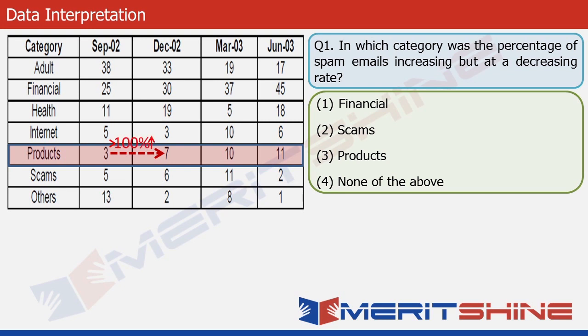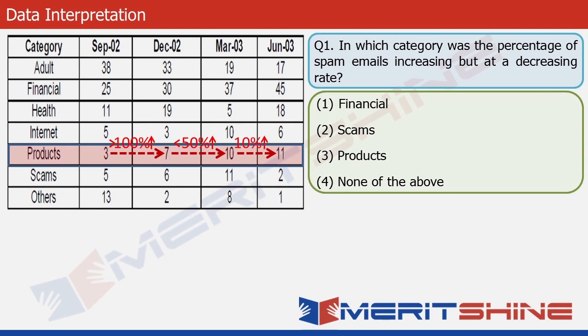If we look at the increase from December 02 to March 03, the increase is from 7 to 10. So it has increased approximately by 50%. In fact, slightly less than 50% because half of 7 is 3.5, whereas the increase is of exactly 3 units. Now let's look at the jump from March 03 to June 03. The jump is of 1 unit over 10. So it has increased from 10 to 11. That's an increase of exactly 10%.